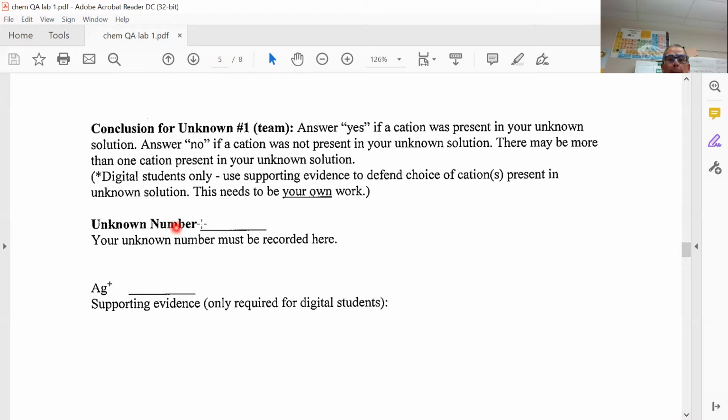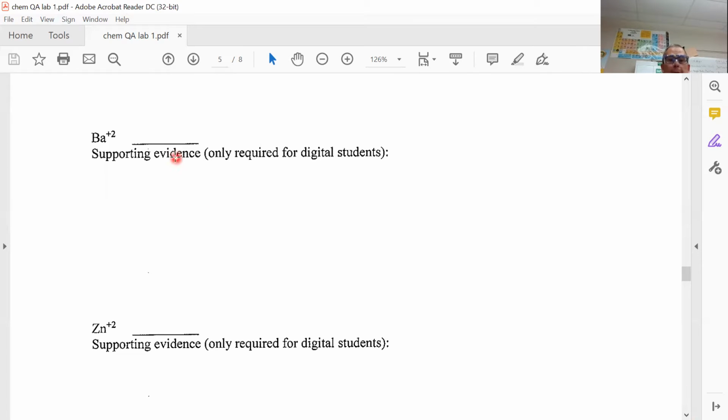You're going to put the unknown letter, C here, Ag plus, yes or no, and then your supporting evidence. Ba plus 2, yes or no, and then your supporting evidence, and Zn plus 2, yes or no, and then your supporting evidence. Watch the general info on unknowns that I put out to understand more clearly these directions, especially with the supporting evidence.